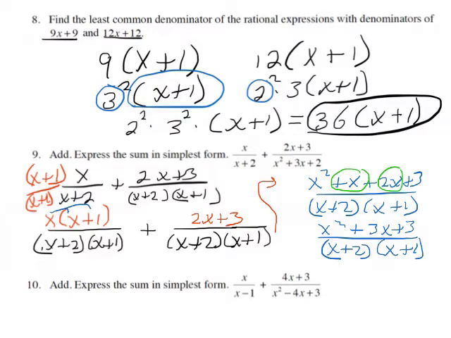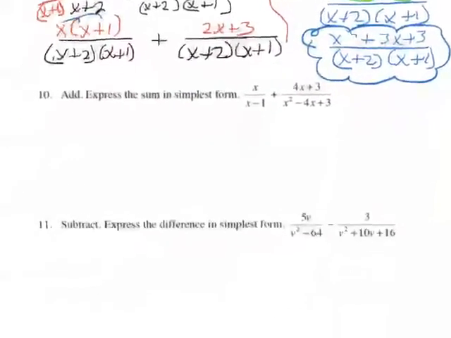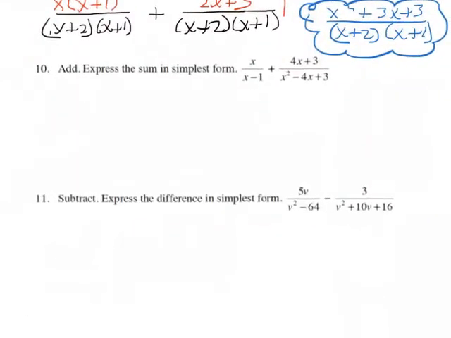Alright, now let's examine that numerator. Will it factor? Are there any factors of 3 that add up to be 3? The answer is no to that. So that tells me that I am done. I have added those two rational expressions. Alright, let's take a look at the next one. We're going to do the same thing on the next one here.